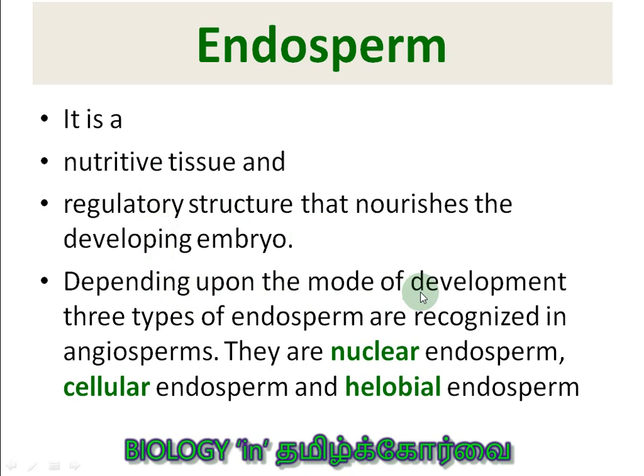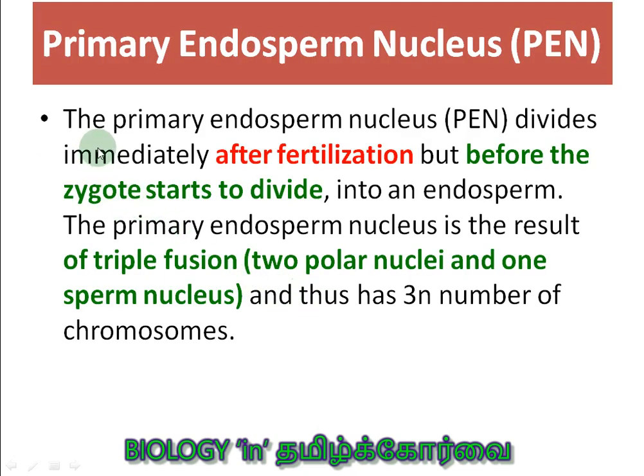Depending upon the mode of development, that is what I told you, three types of endosperm are recognized in angiosperms. They are nuclear endosperm 1, cellular endosperm 2, helobial endosperm 3. Now one by one we will discuss. The primary endosperm nucleus divides immediately after fertilization, as we already discussed, and this is the result of triple fusion, two polar nuclei and one sperm nucleus. So it consists of triploid ploidy.